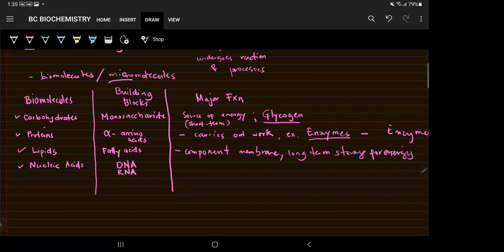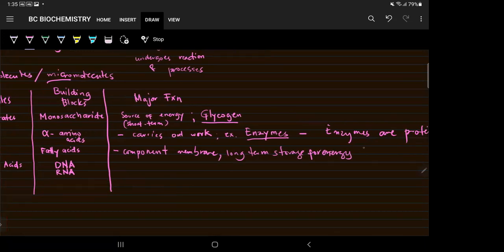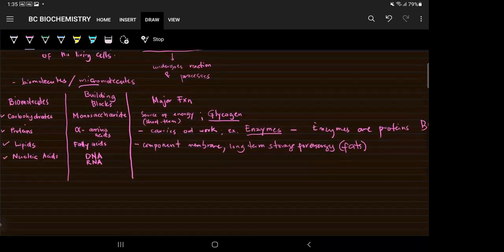That means the fats in the body, or the adipose that we have in the body, is a source of energy for long-term use. Okay, for long-term use. So those are some of the basic or major functions of lipids.